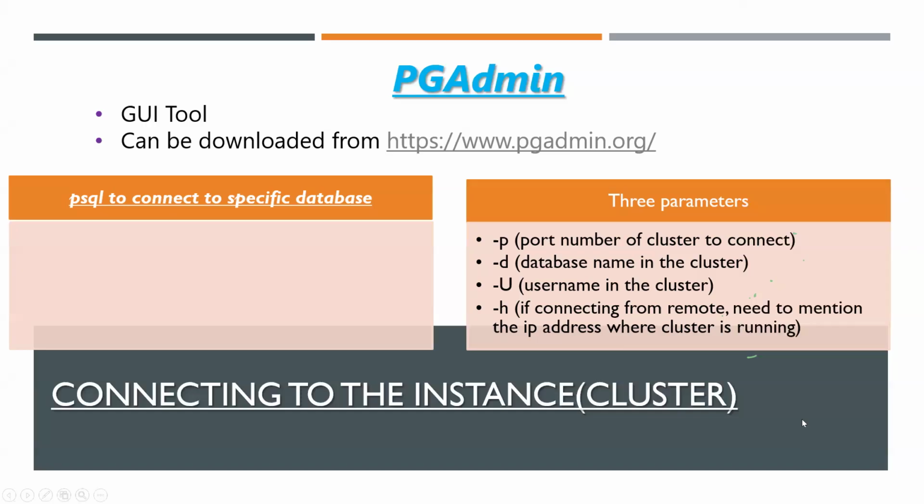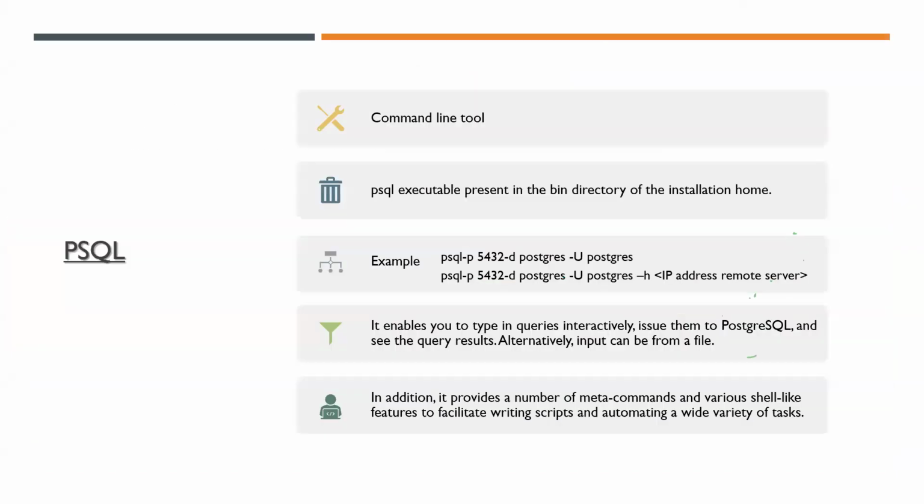Majorly three parameters you need to focus on: port, database, user. These are the major three parameters. Out of that, the username should be a caps letter. Remaining all should be small letters, like port will be small letter, database will be small letter, and host will be small letter. But the user should be a caps letter. Please be careful about that because it's case sensitive.